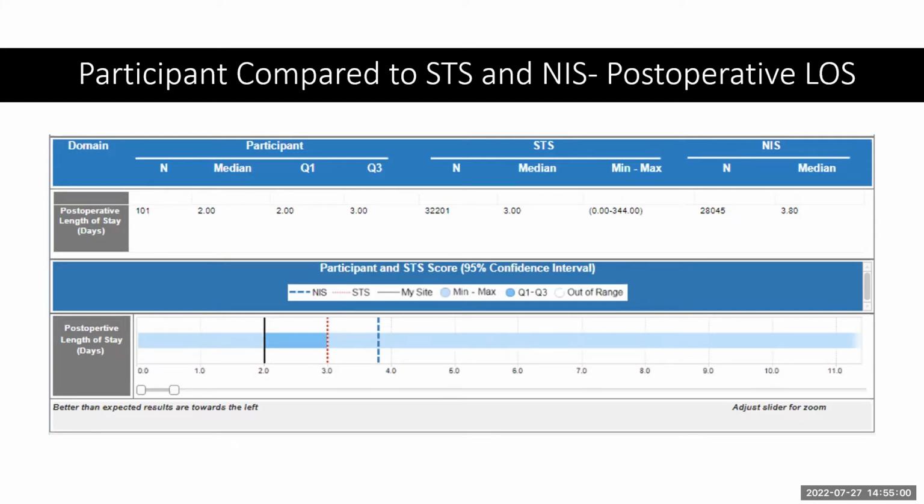So again, you can see that this is represented here on the chart below with the lines, and you can see that, again, this participant is to the left, so they have better than expected results. And you can also see here in the chart that the min-max for STS, that is that light blue line, which is the whole thing right now because of the way the slider is. And then the dark blue or darker blue interval is the Q1 to Q3. So that's what those stand for.